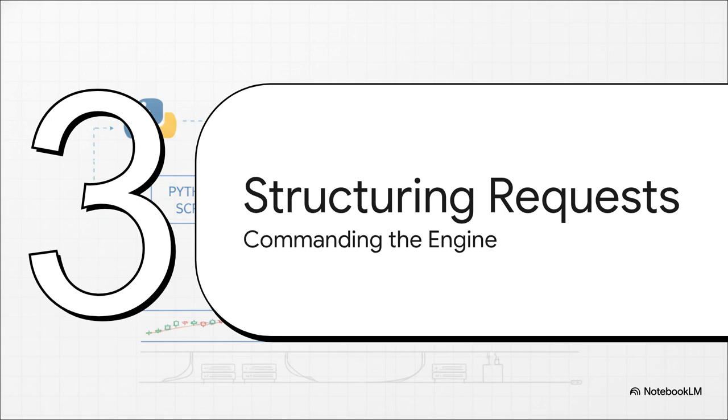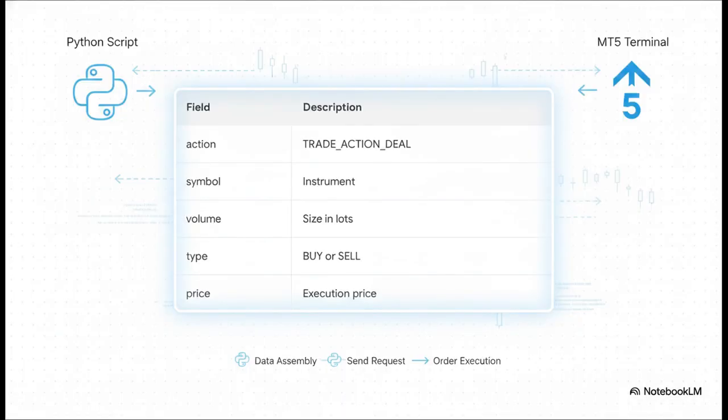Section 4. Structuring trade requests. I know the official MQL trade request documentation can look pretty dense and intimidating at first glance. So let's just demystify it right now by chunking it into this cheat sheet of mandatory fields. If you want to send a standard market order, you have to set the action field to trade action deal. Obviously, you need to specify your symbol, like EURUSD, and your volume in standard lots. Then you explicitly define the order type buy or order type sell, and pass the requested execution price.